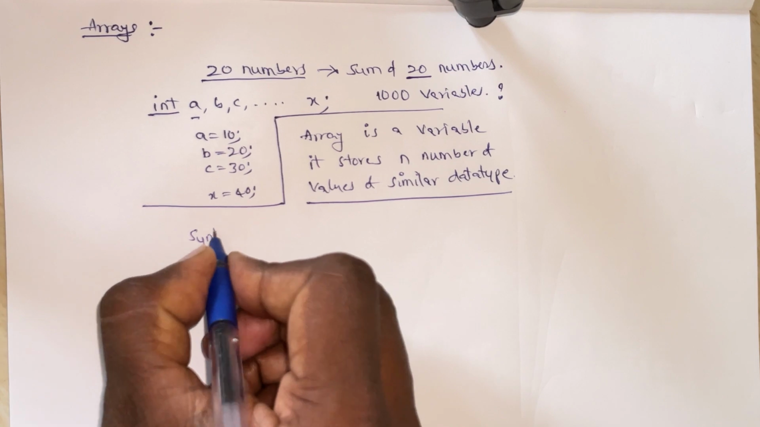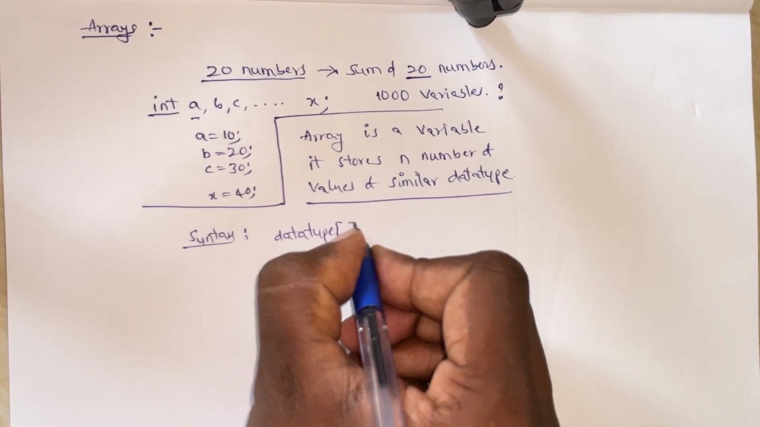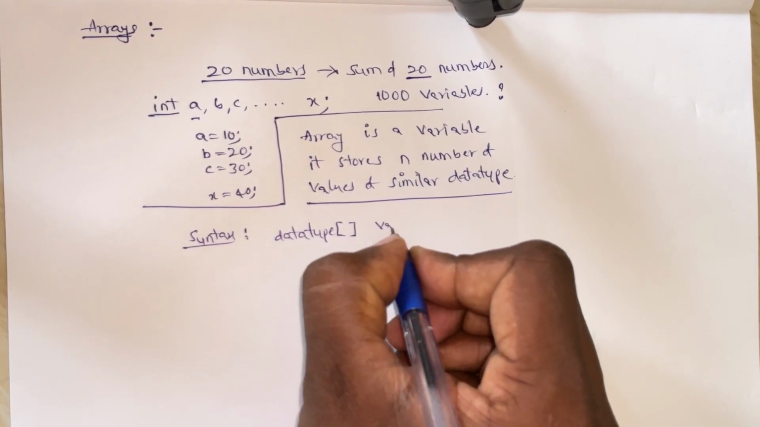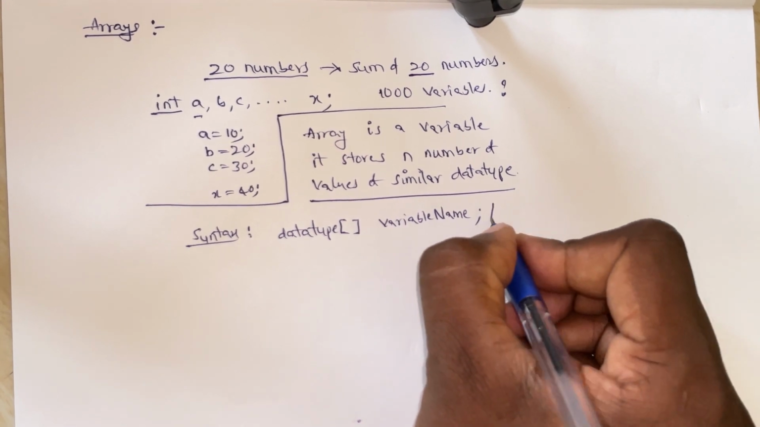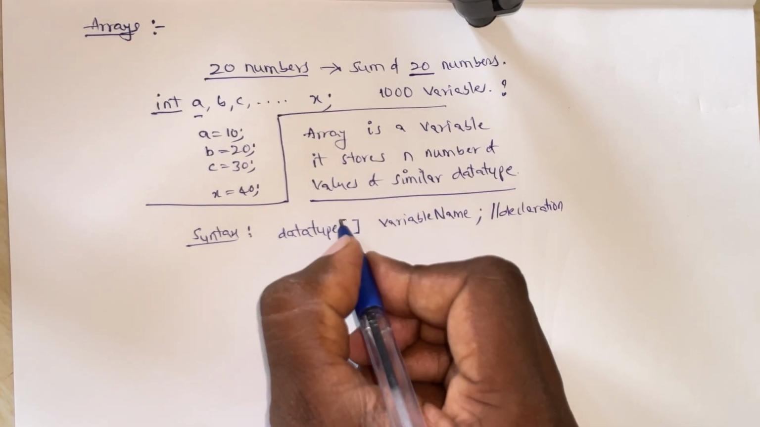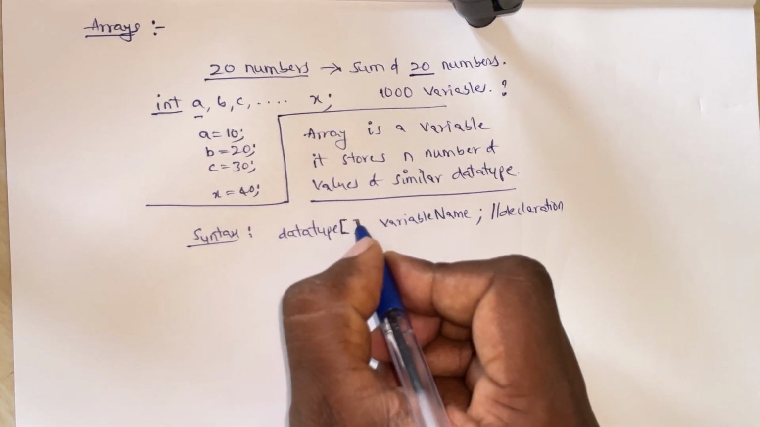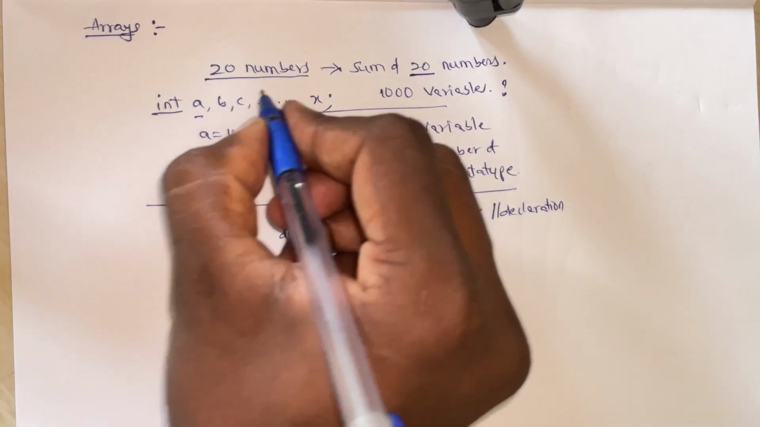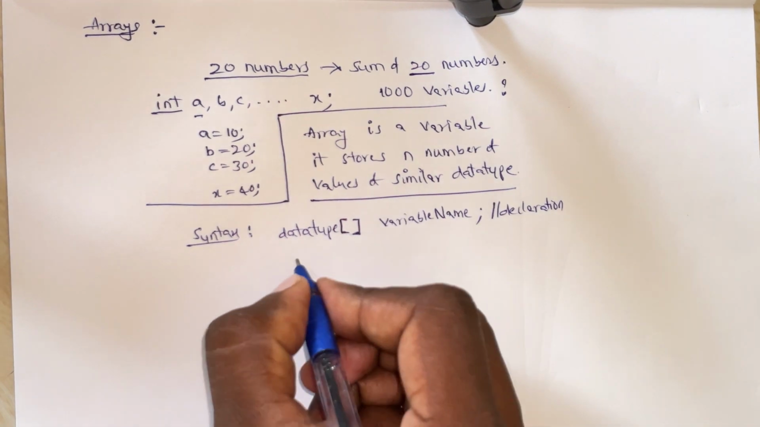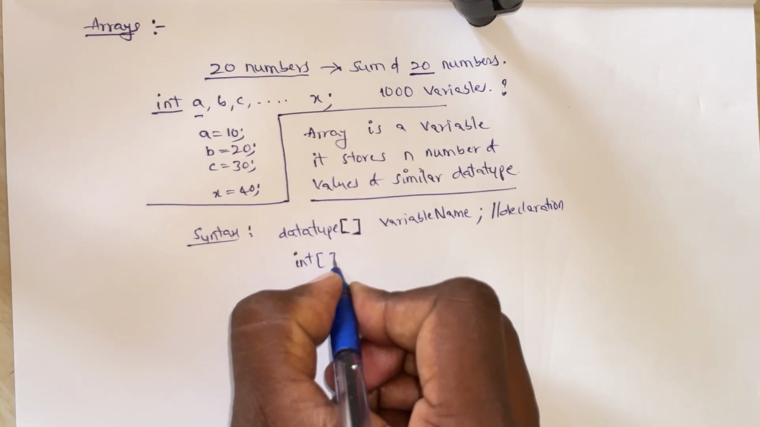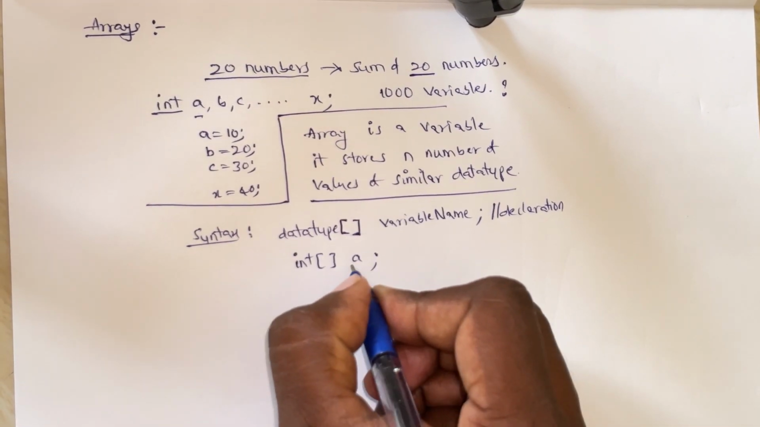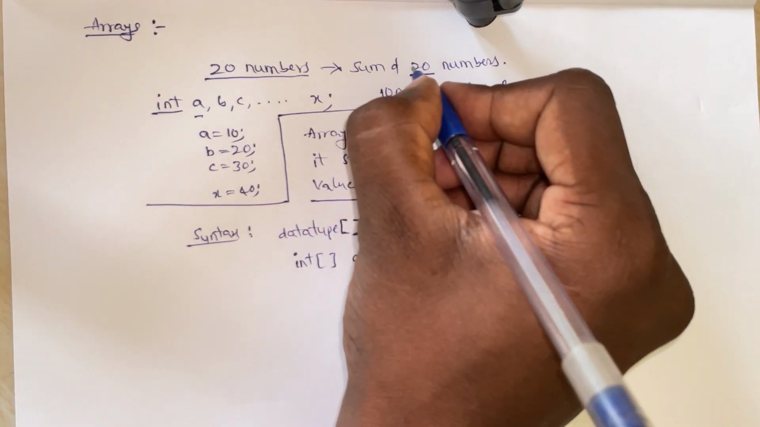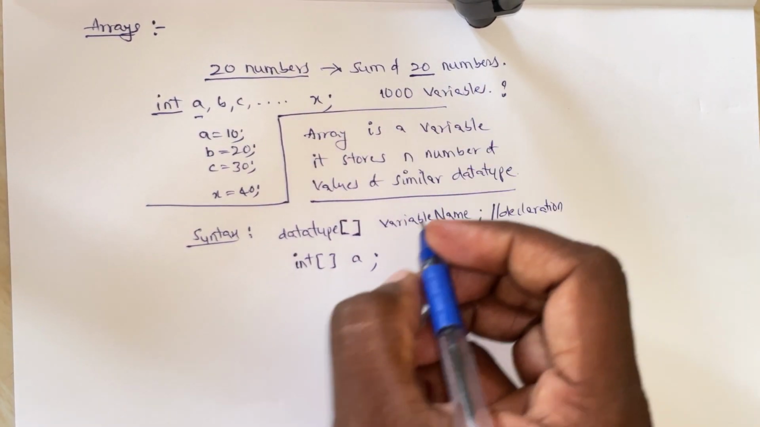The syntax for arrays is data type, then square brackets, and then the variable name, semicolon. This is the declaration. That means these square brackets tell us this particular variable is an array variable. Here we can store n number of values. Say now I wanted to declare these 20 variables. How can we declare? int[] A. This is the array variable declaration. But I wanted to mention that I need to store 20 numbers only.